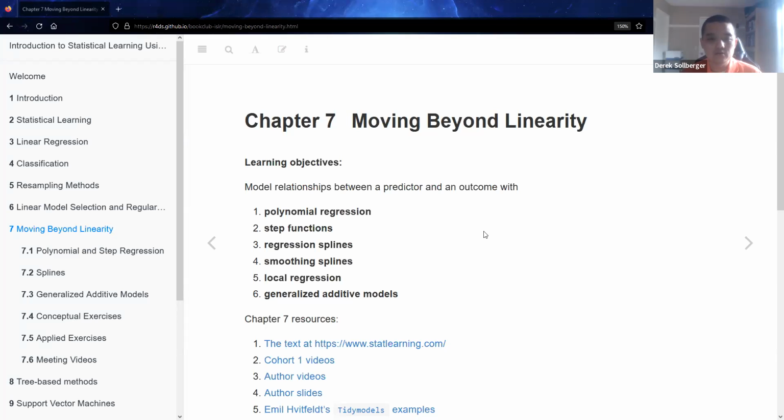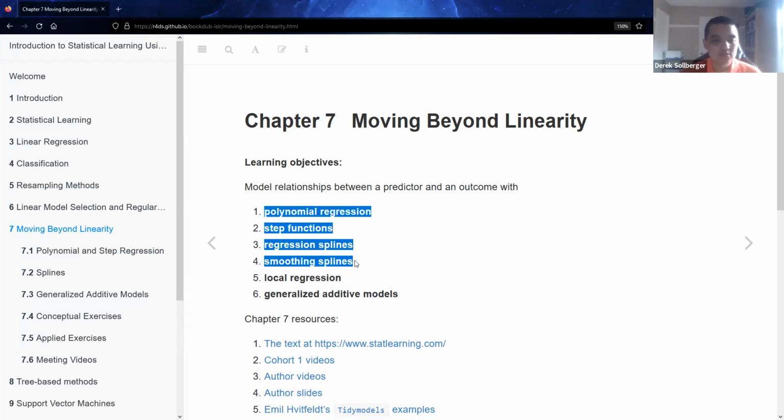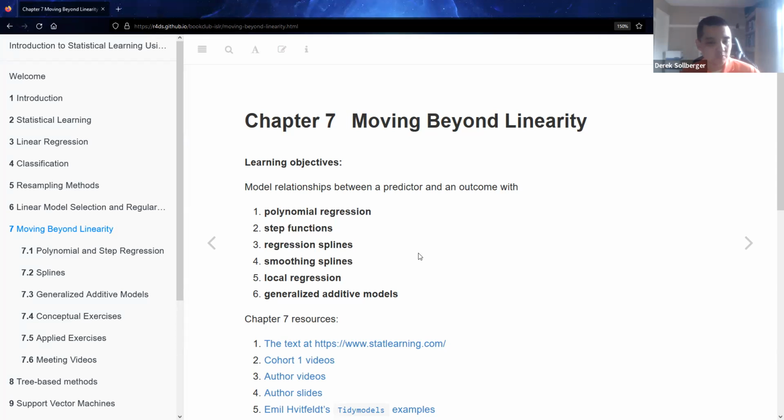Last time we were starting out in this chapter, moving beyond linearity. And as you could see, we looked at some concepts such as polynomial regression, step functions, regression splines and smoothing splines, maybe even a bit of local regression. And the overall idea is that these are all motivational for how generalized additive models work.